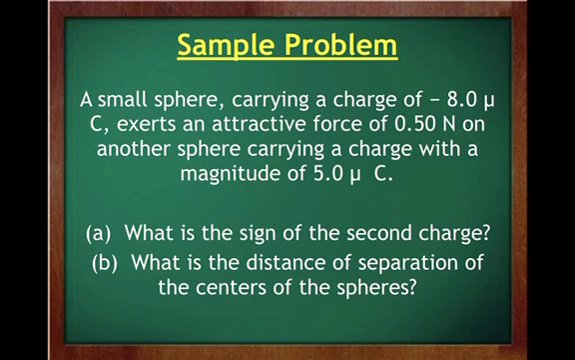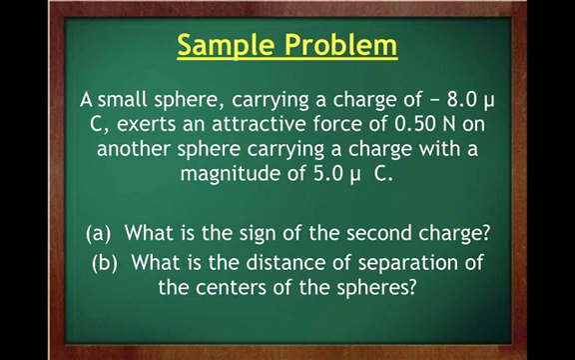Okay, so let's finally get to a problem where we might use this formula. If we have a small sphere carrying a charge of minus 8.0 microcoulombs that exerts an attractive force of 0.5 newtons on another sphere carrying a charge with a magnitude of 5.0 microcoulombs, what is the sign on the second charge?